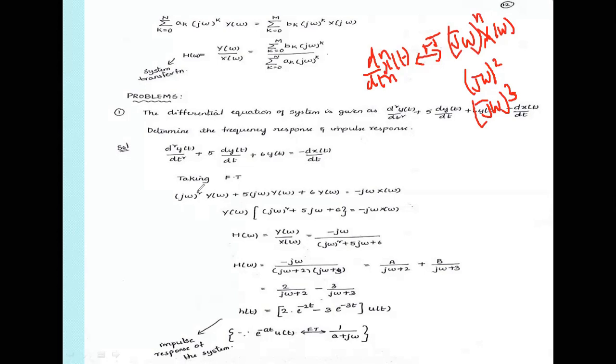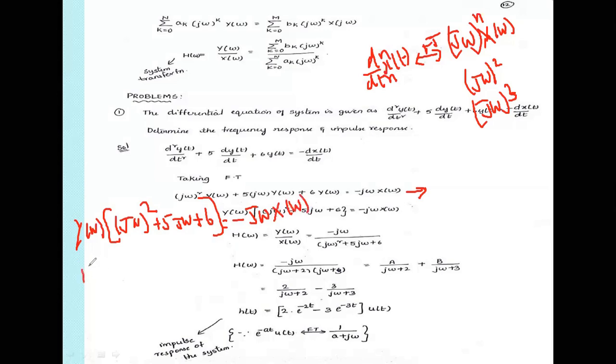For the first function, j omega whole square into Y of omega plus 5 into the first derivative, j omega into Y of omega, and the y of t is a Y of omega only. dx of t by dt is the first derivative, minus j omega into X of omega. So in this equation, check that Y of omega is common. We have one term, j omega whole square plus 5j omega plus 6, is equal to minus j omega X of omega.